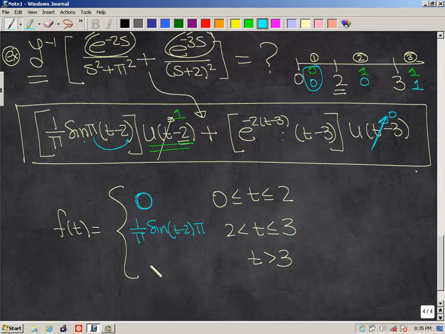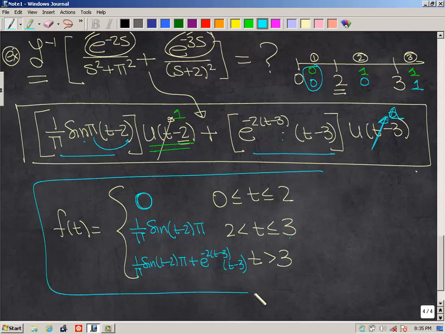Now what happens after 3? Both these functions are on, so this is 1 and so is this. So you get this plus this. We get 1 over pi sine of pi (t minus 2), plus e to the negative 2 times (t minus 3), times (t minus 3). That's all coming from here. So this is the final answer.